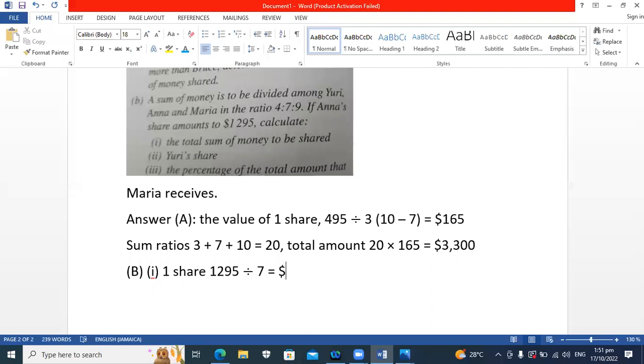3,700. No, 180. 185, sir. 185, sorry. Okay, you guys were giving the final answer. So that is the value of one share, 185. So the total share times 20.